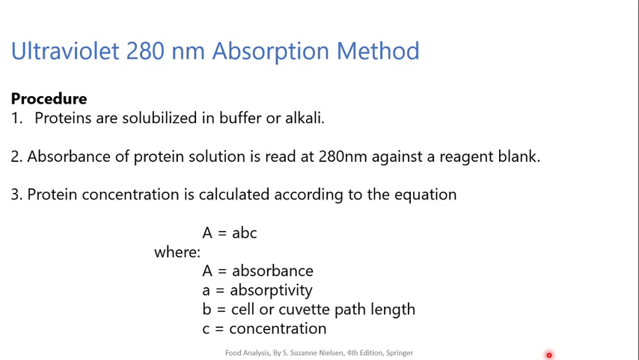Then what is the procedure? First of all, we have to take a protein which is solubilized in a buffer or alkali. Then we take the absorbance of the protein solution at 280 nanometers against a reagent blank. Then the protein concentration is calculated according to the usual equation, that is Lambert-Beer's law: A equals abc, where A is the absorbance, small a is the absorptivity coefficient, b is the path length or we can say the cell width, and c is the concentration.